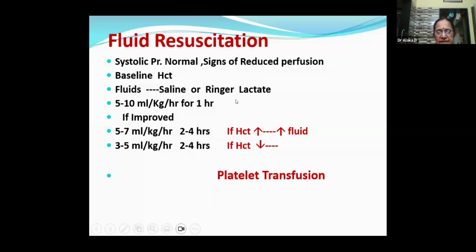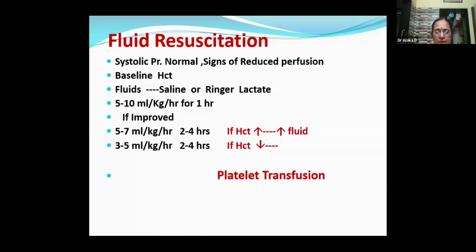Saline or Ringer lactate. What is the rate? If there is a drop in blood pressure and if there is a severe capillary leak, 5 to 10 ml of saline per kg per hour for the first hour. So if the person is 50 kg, 500 ml, that means 1 pint has to be given within 1 hour. So you can imagine how rapidly we have to give the fluid. Okay, so 5 to 10 ml per kg per hour for 1 hour.